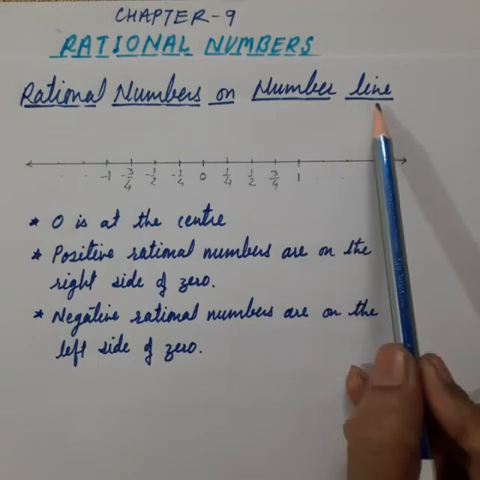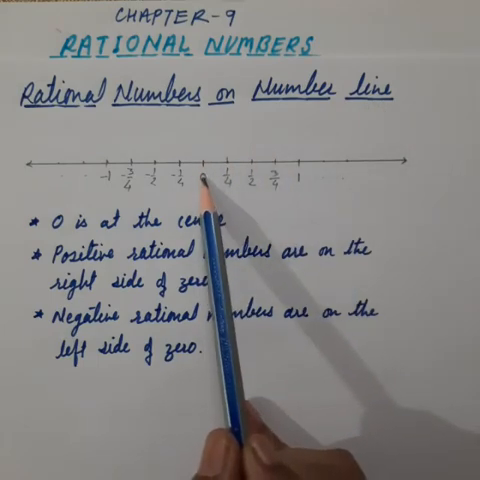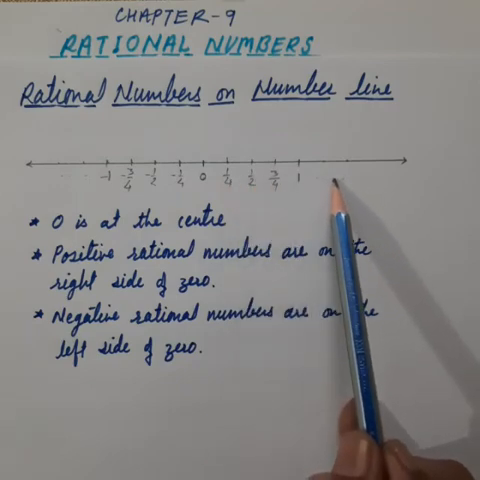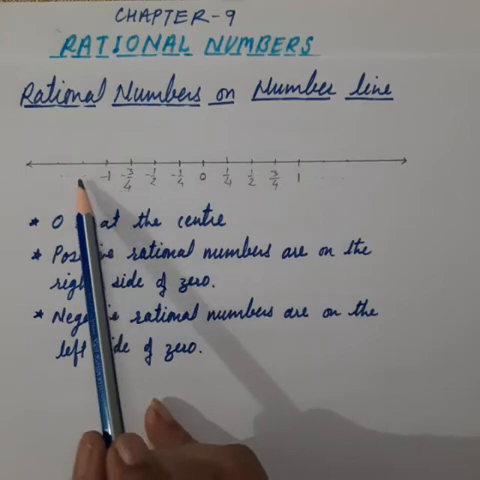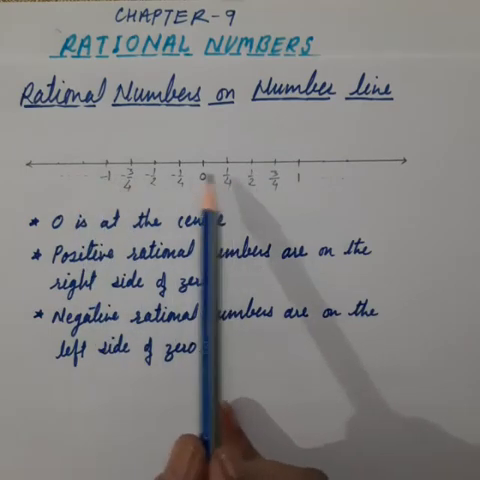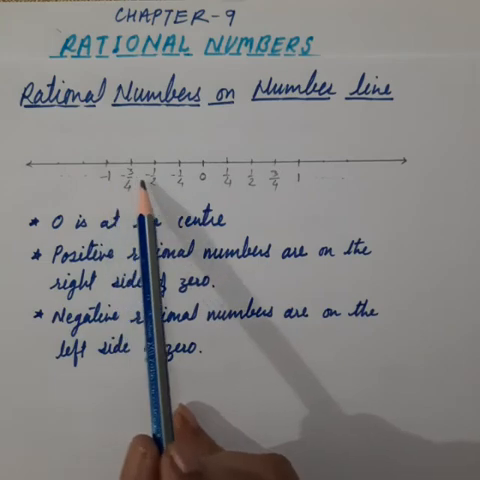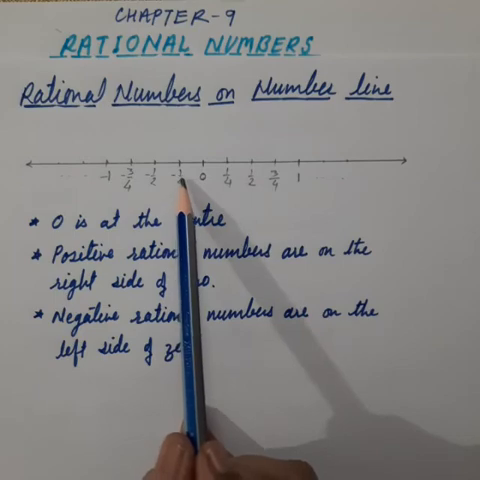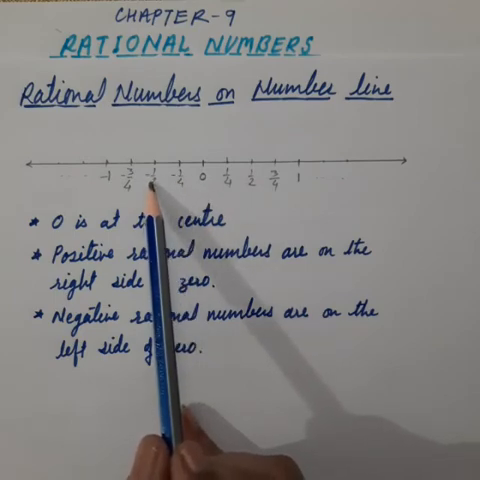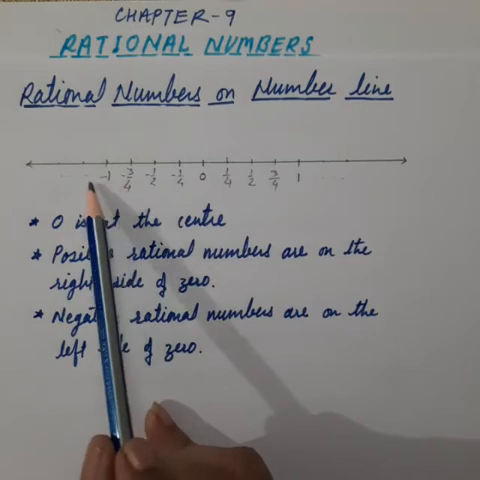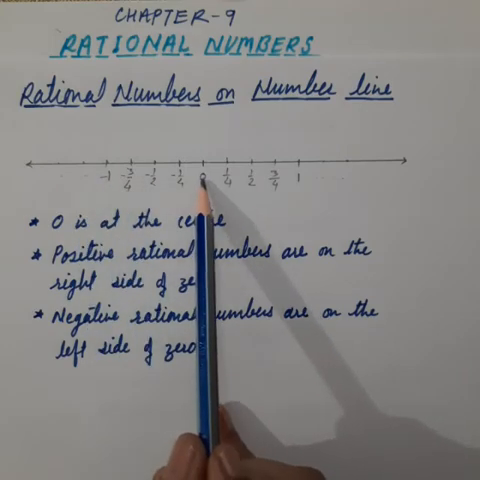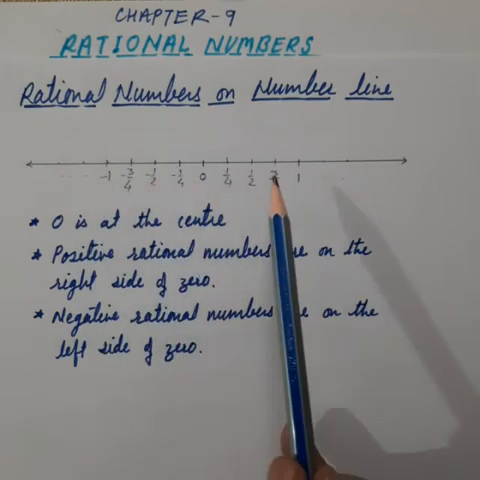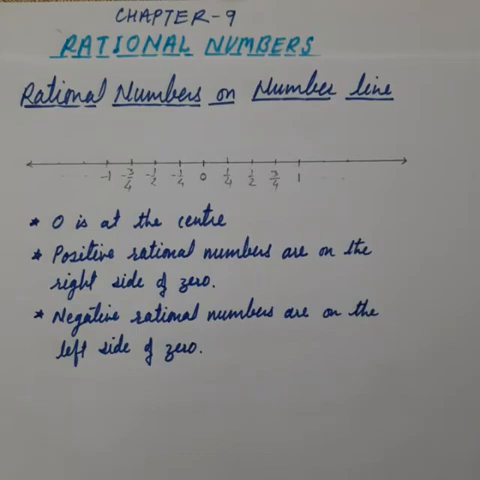Rational numbers on number line. On the number line, 0 is at the center. All positive rational numbers lie on the right side of 0. All negative rational numbers lie on the left side of 0. And on the number line, the value of a rational number increases from left to right. Each right number is greater than the left number. So each negative rational number is smaller than 0. Each negative rational number is smaller than positive rational numbers.